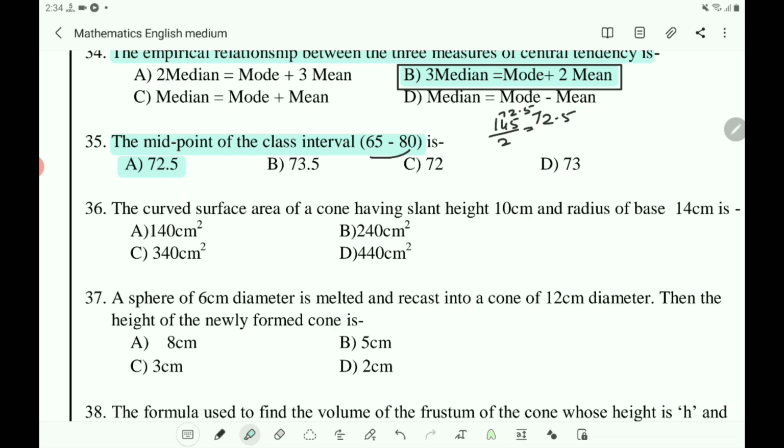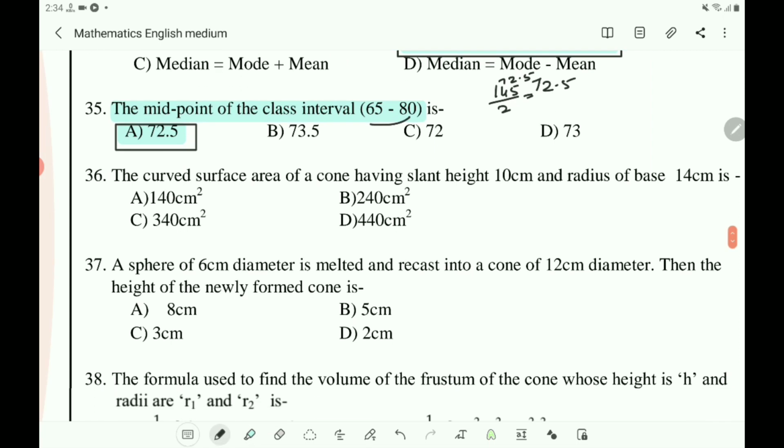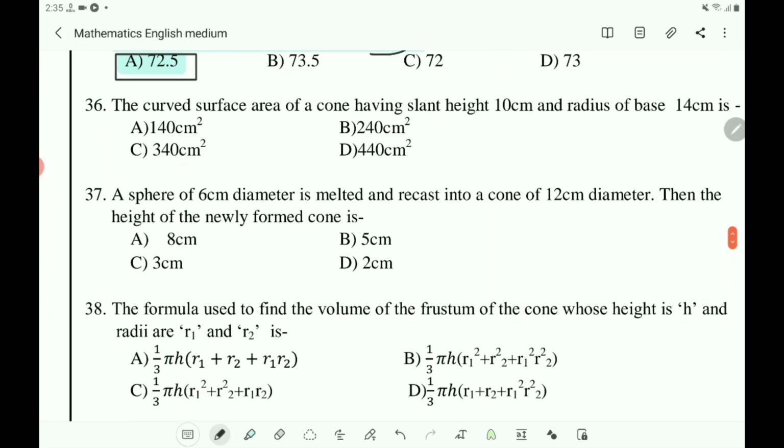Question number 35, option A is the answer. Then you take question number 36. The curved surface area of a cone having slant height 10 cm and radius of base 14 cm is. Here L equals 10 and R equals 14.